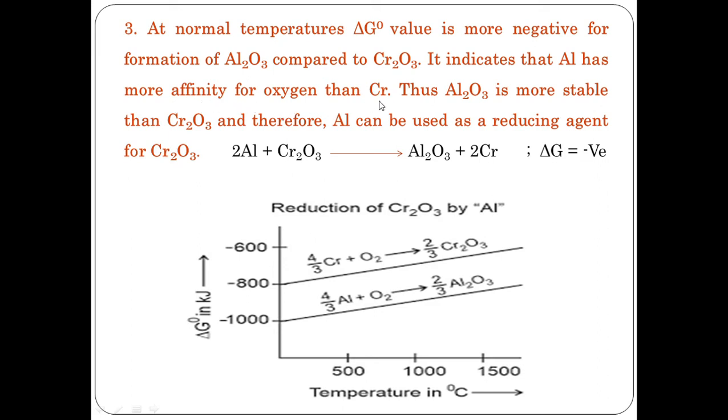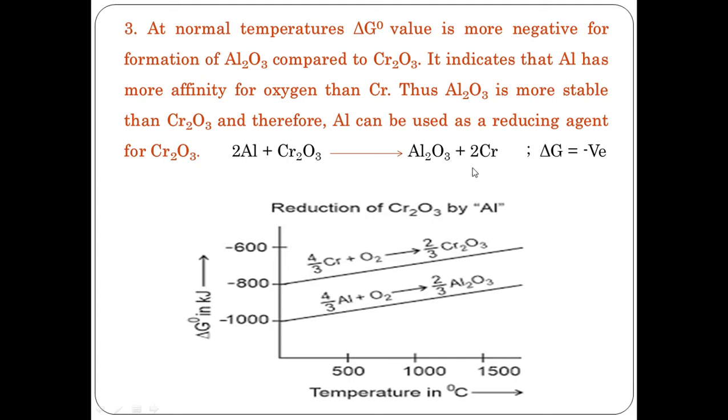Aluminum has more affinity for oxygen than chromium. Thus, aluminum oxide is more stable than chromium oxide because aluminum oxide has a more negative delta G value. Therefore, aluminum can be used as a reducing agent for chromium oxide, because aluminum has the more negative delta G value. Aluminum can reduce chromium oxide into chromium.